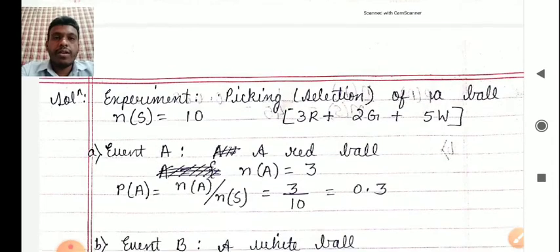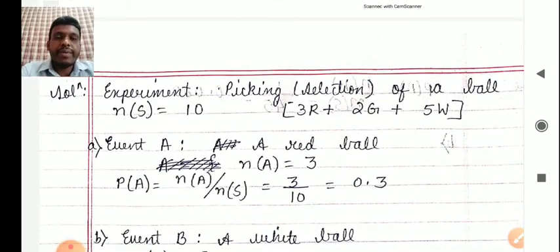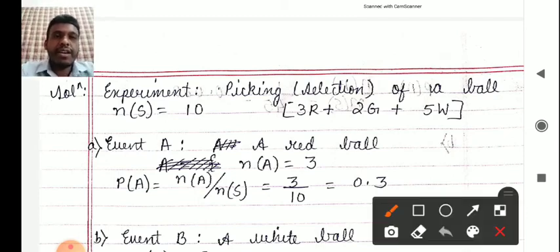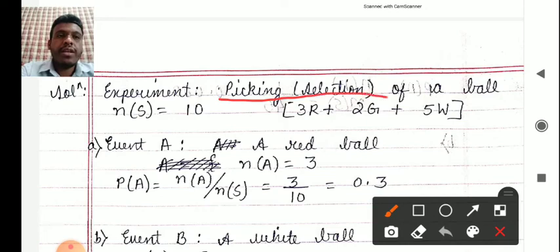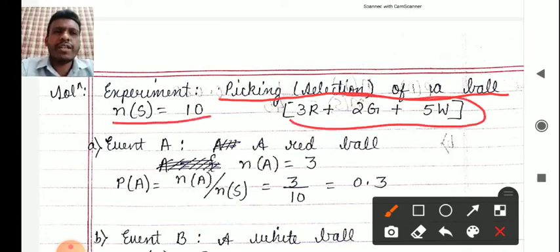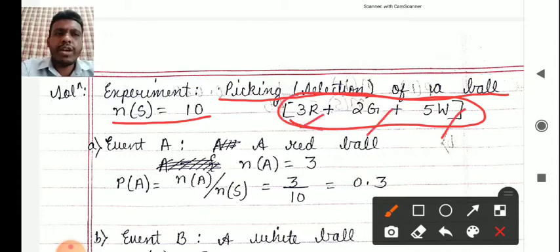So the problem solution goes like this. Experiment: what is the experiment that we are conducting? The experiment is the picking or selection of one ball. So n(S) is equal to 10. No need to write this, this is for your explanation only. There are 3 red balls, 2 green balls, 5 white balls. In total we have 10 balls. So n(S) is equal to 10.